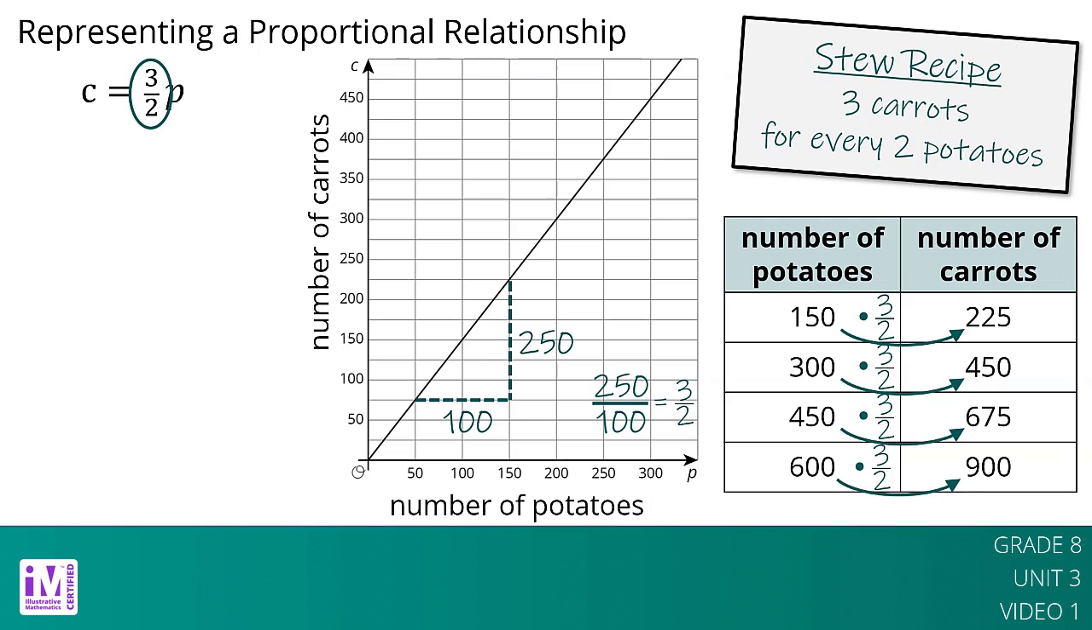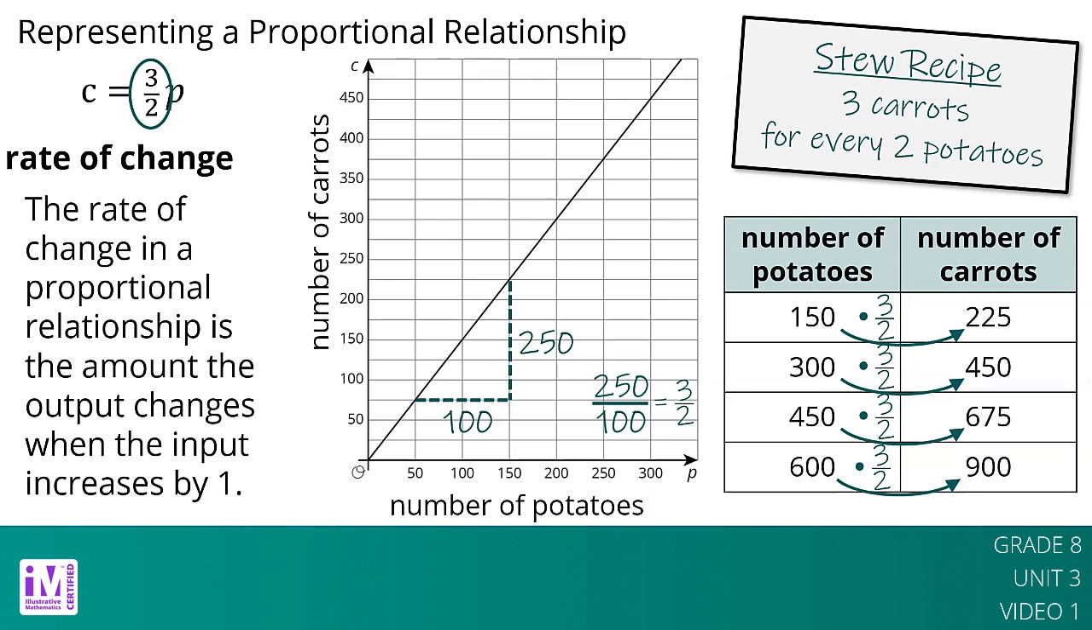We can think of the constant of proportionality as a rate of change of C with respect to P. The rate of change in a proportional relationship is the amount the output changes when the input increases by 1. The rate of change in a proportional relationship is also the slope of its graph. In this case, the rate of change is 3/2 carrots per potato.